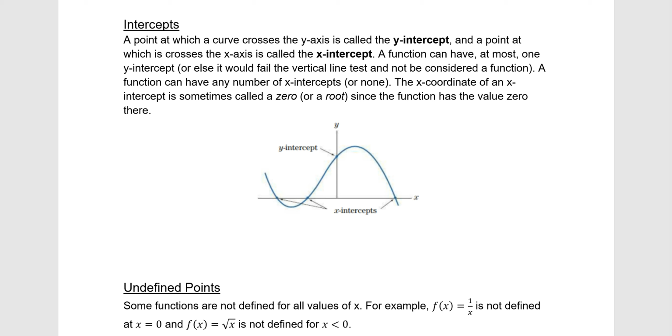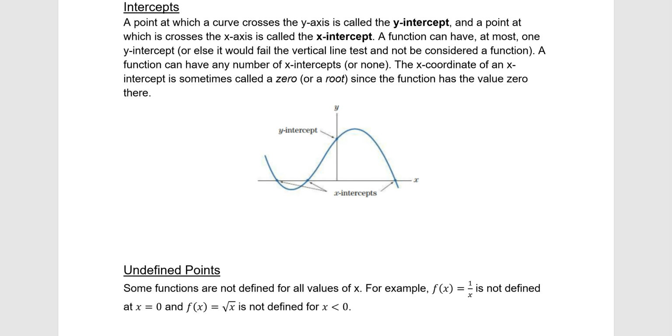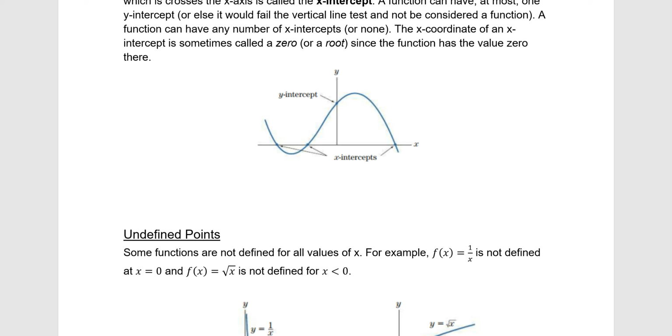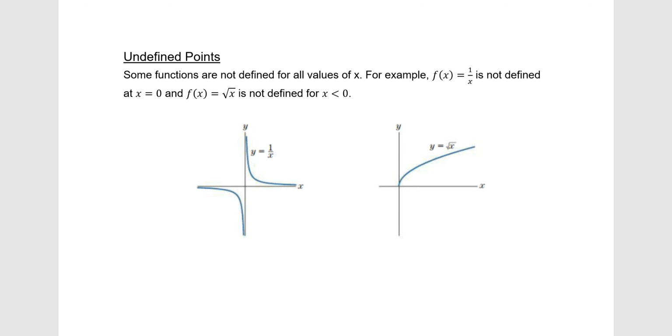And a function can have any number of x-intercepts. It can have 0 x-intercepts, it can have 1, or it can have an infinite amount of x-intercepts. And also the x-coordinate for an x-intercept, we can call it a 0 or we can call it a root. So x-intercept, 0, and root essentially mean the same exact thing. So for example, if we have this graph, we have 3 x-intercepts crossing the x-axis, and we have the 1 y-intercept. Okay, so pretty simple for those ones, so we won't bother taking a look at another example.